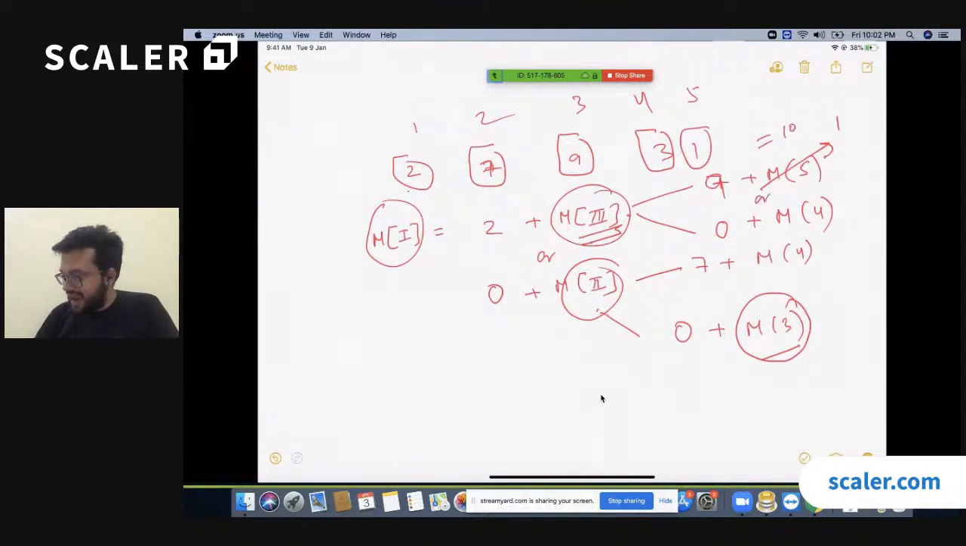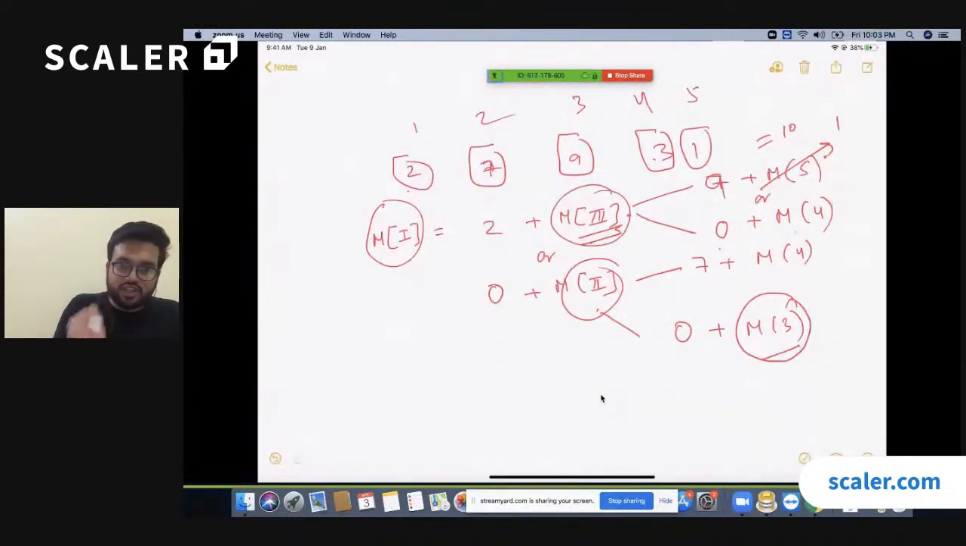The second option that I had was 0 plus M4. M4 would again be divided into a smaller problem of either robbing it or not robbing it. I hope it makes sense to you, right? So you start from the first, start dividing into smaller problems, and then you keep on going till the base case, making sure that every subproblem is computed only once.